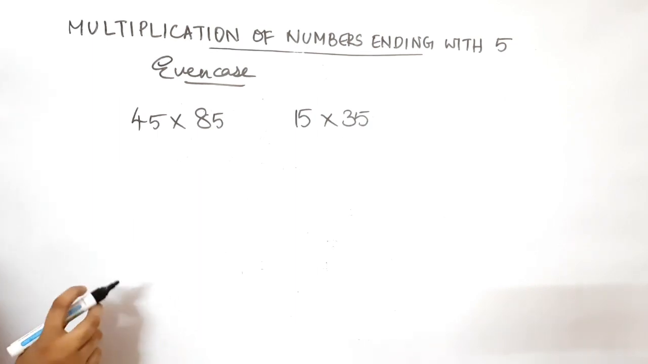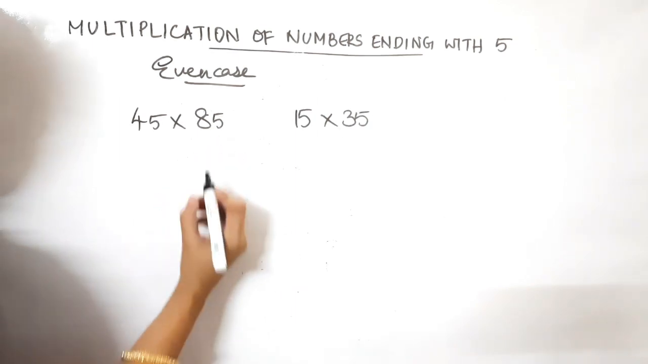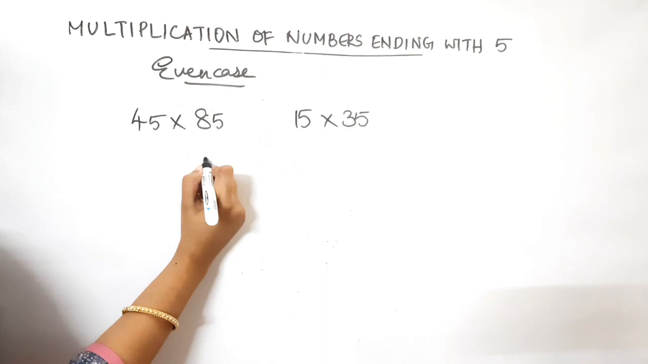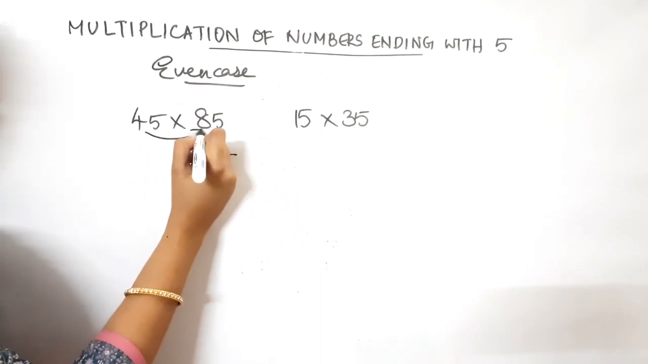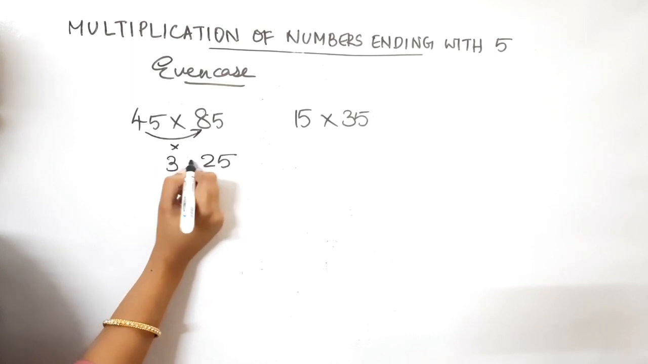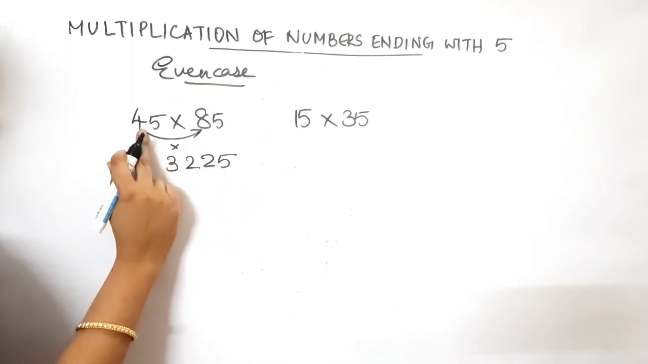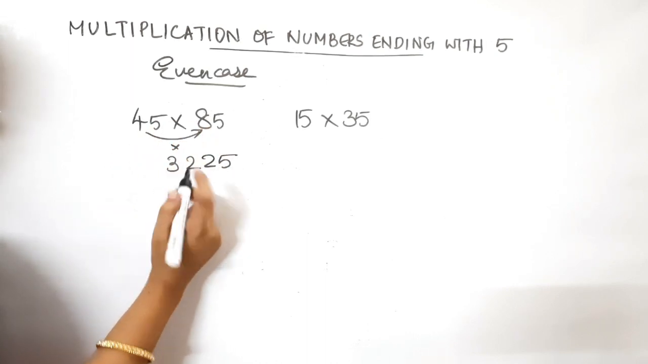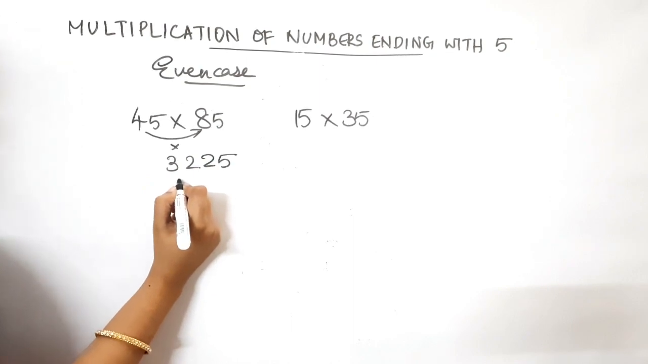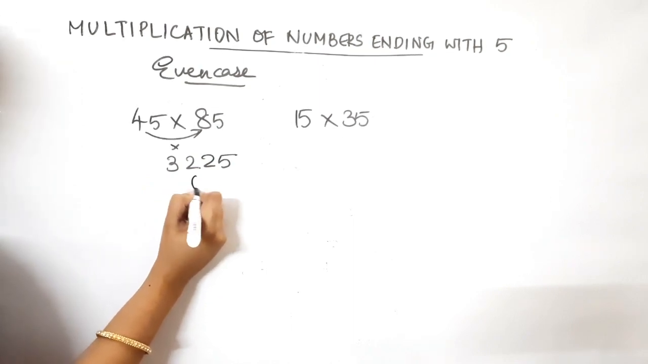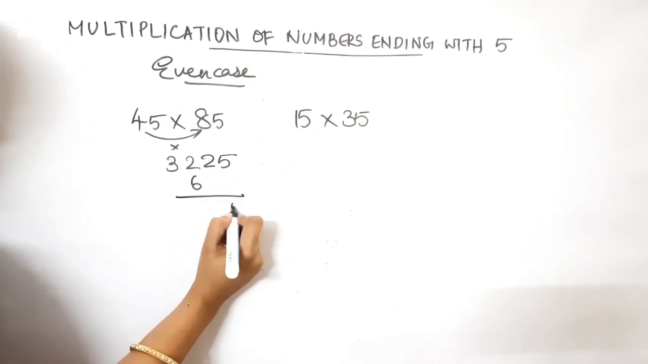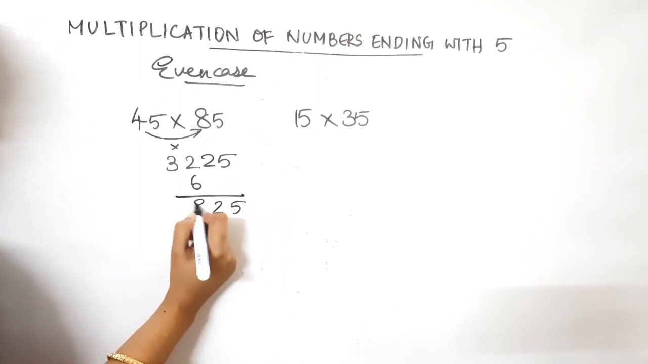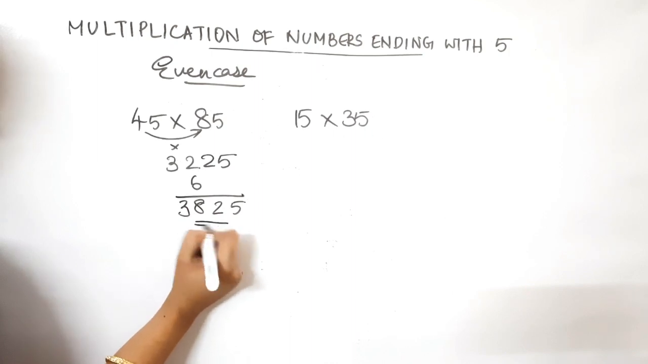Let's see a few more examples. 45 into 85. Here the last digits will be 25. Now multiply 4 into 8. We get 32. The second step is 4 plus 8 by 2. That is 12 by 2, which is equal to 6. Now 32 plus 6 is 38. So the answer is 3825.